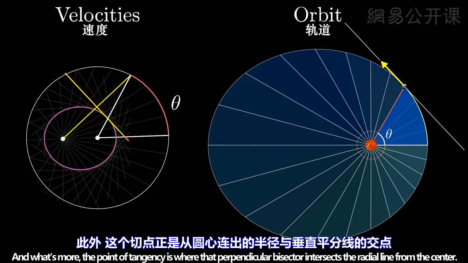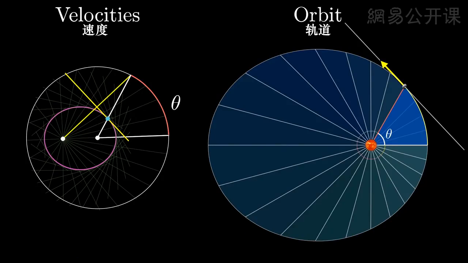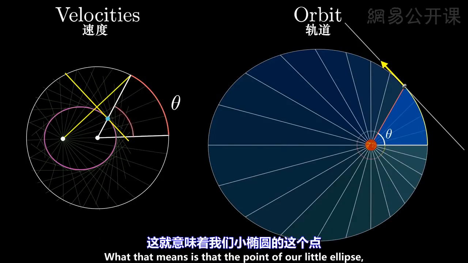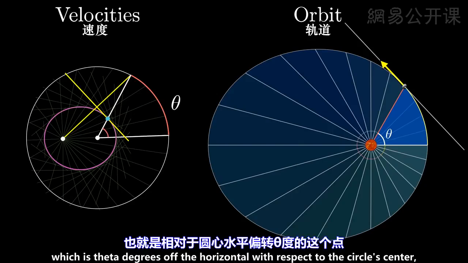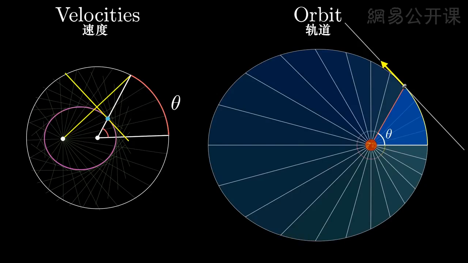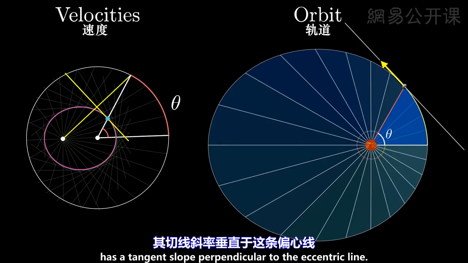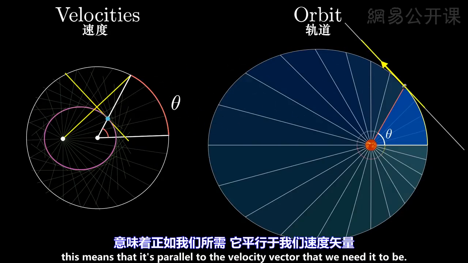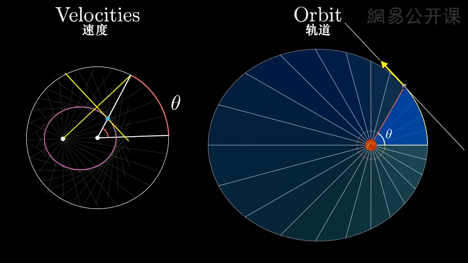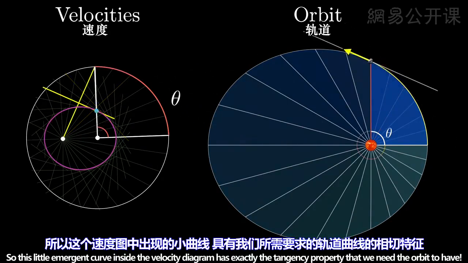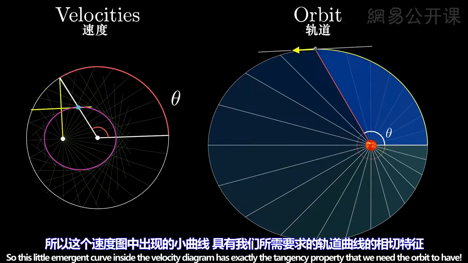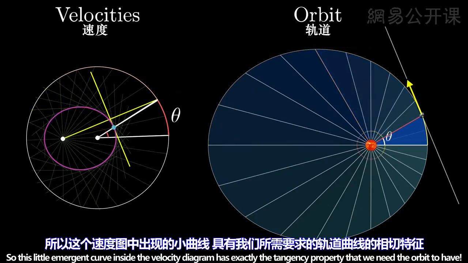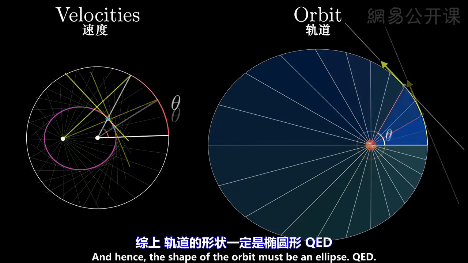And what's more, the point of tangency is where that perpendicular bisector intersects the radial line from the center. What that means is that the point of our little ellipse, which is theta degrees off the horizontal with respect to the circle's center, has a tangent slope perpendicular to the eccentric line. And because of the whole 90-degree rotation thing, this means that it's parallel to the velocity vector that we need it to be. So, this little emergent curve inside the velocity diagram has exactly the tangency property that we need the orbit to have. And hence, the shape of the orbit must be an ellipse, QED.